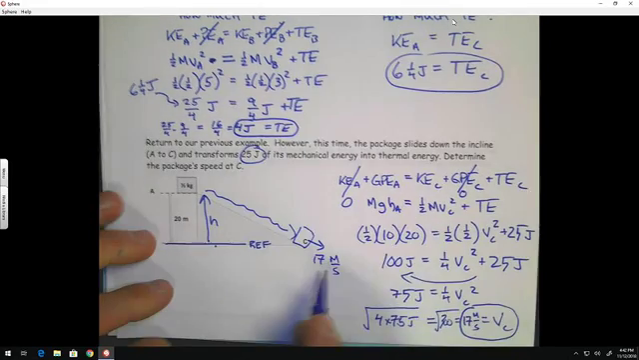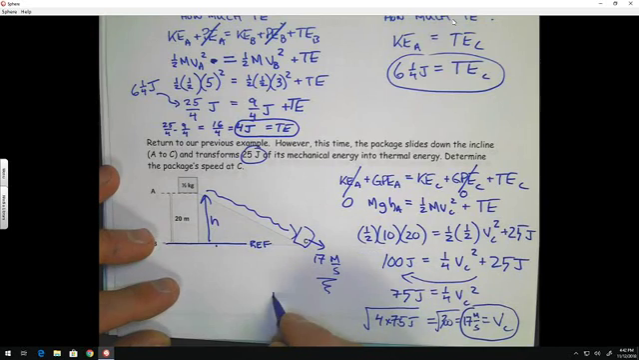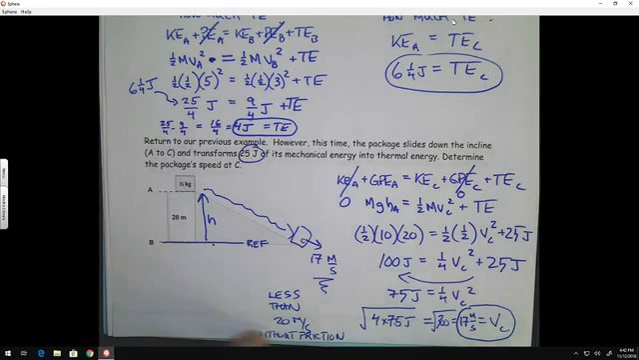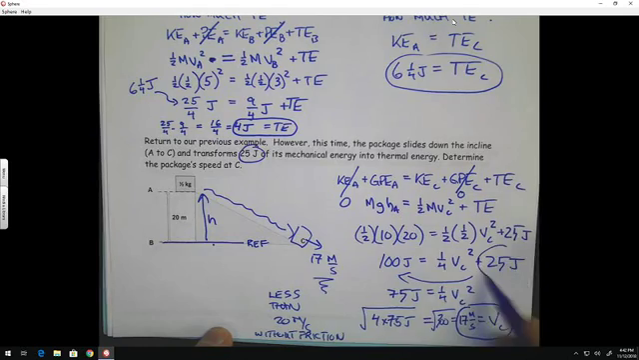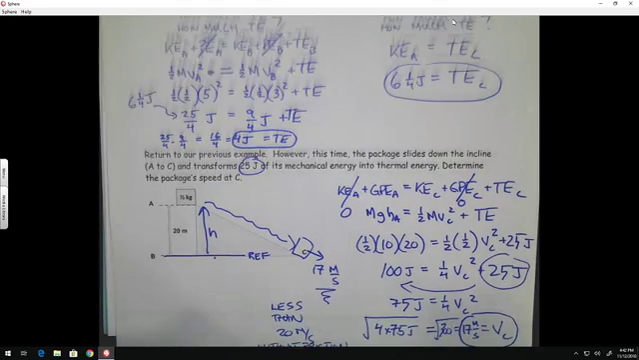But notice that that 17 meters per second is less than the 20 meters per second without friction. So take a look at the example that we did a couple pages back when we solved this problem without friction. We got 20 meters per second for the speed. Now we have less, because there were some joules that were no longer available for kinetic energy. Those were these 25 joules. And so that's why we get a slower speed here. So that should make sense.